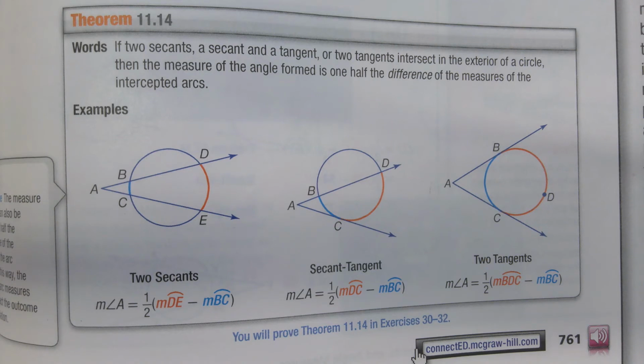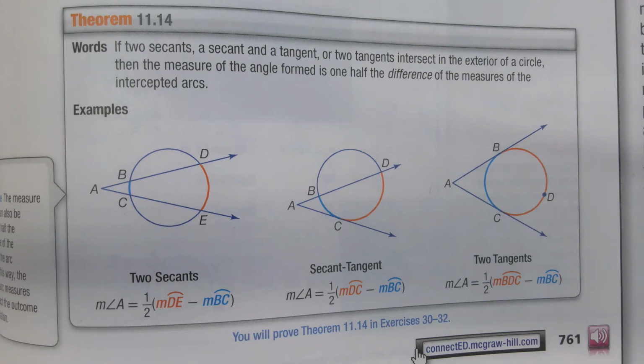So the first one, two secants. If two secants intersect on the outside of the circle, we can find the measure of this angle out here by going 1/2 times the arc that's farthest from it, subtracted by the arc that's closest to it. The exact same thing happens here with a tangent and a secant. If a tangent and a secant intersect on the outside of the circle, we can find the measure of angle A by going 1/2 times the arc that's farthest from it, subtracted by the arc that's closest to it.